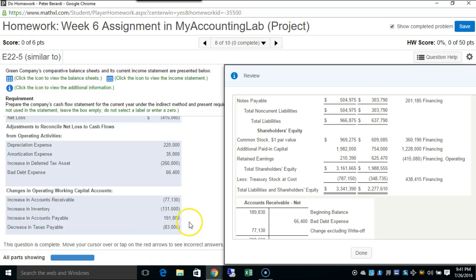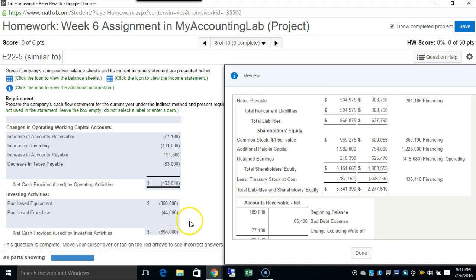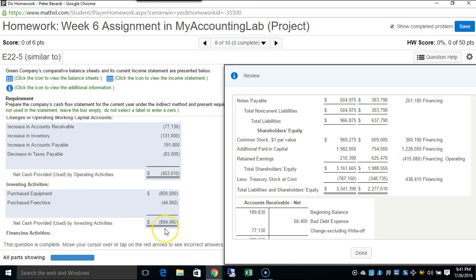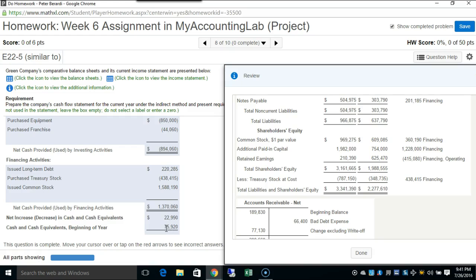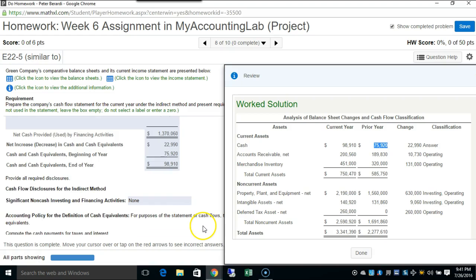Essentially, you're going to take your net cash provided by operating activities plus net cash provided by investment activities plus net cash provided by financing activities. All three add up to net increase in cash of $22,990. Cash and cash equivalents at the beginning of the year comes right from your balance sheet. Therefore, when they're added, they should equal your cash for the current year.